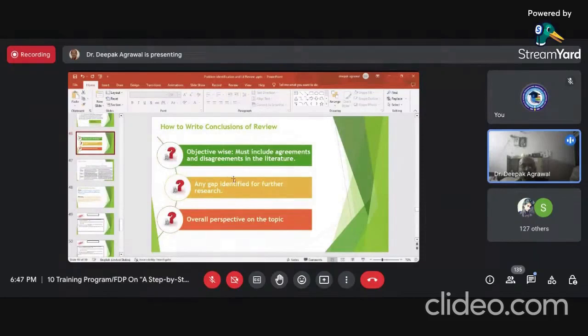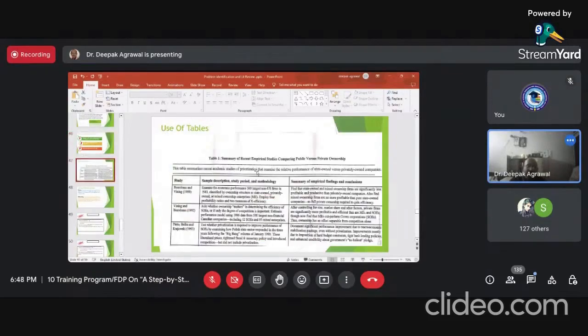This is meant only for the conclusions of the review. So how to write a conclusion? The conclusions can once again be objective-wise, or they can be based on any identified gap. And third, it should have an overall perspective on the topic. So these are the three broad steps that must be followed while you are drafting the conclusion for your review, not for the paper. You can use distinct tables for the comparative analysis. This can also be one of the modes.